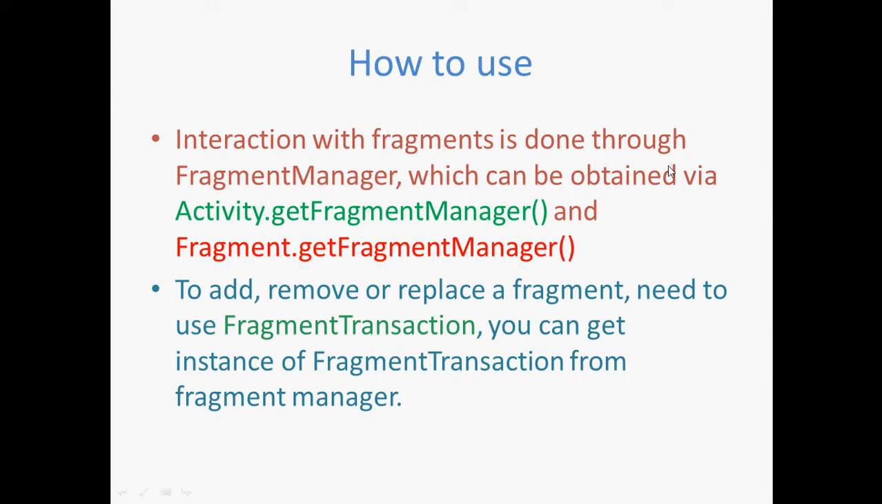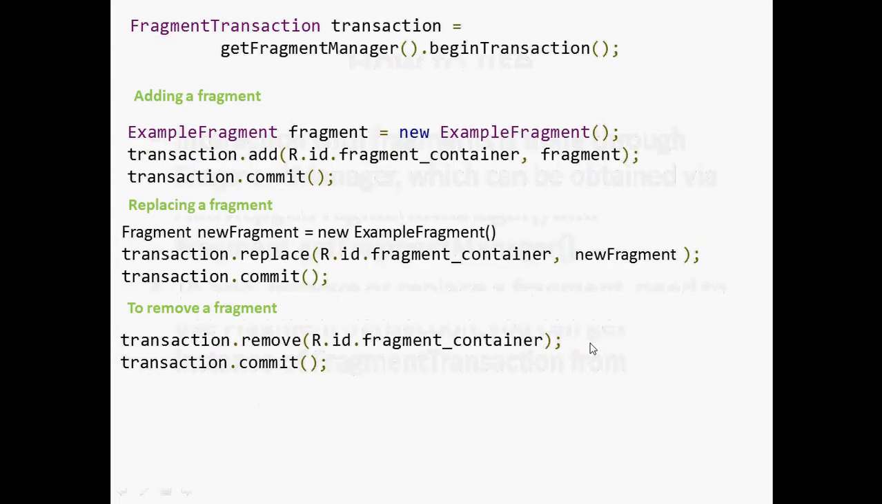How to use it? Interaction with a fragment is done through the FragmentManager, which can be obtained via activity.getFragmentManager or fragment.getFragmentManager. To add, remove or replace a fragment, you need to use a FragmentTransaction. You can get an instance of FragmentTransaction from the FragmentManager. So let's see how you get a fragment transaction: FragmentManager.beginTransaction.